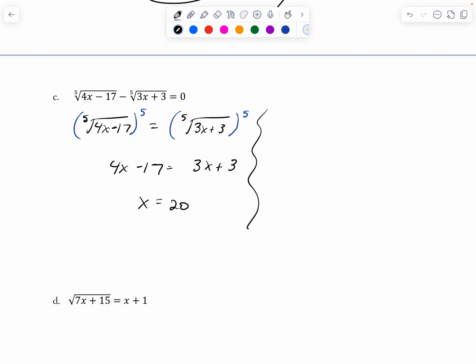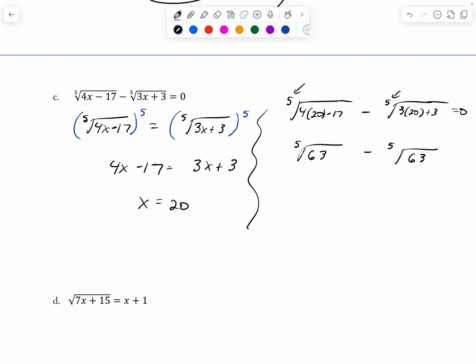Checking this, the 5th root of 4 times 20 minus 17 minus the 5th root of 3 times 20 plus 3 equals 0. Now I care less about this because of that 5th root, which means I can have a negative inside. So it's not really as big a deal to check this. So that's 80 minus 17, that's going to be 63. 3 times 20 is 60, plus 3 is also 63, so that works. But again, the 5th root, that 5 being the index, is not as imperative to check.